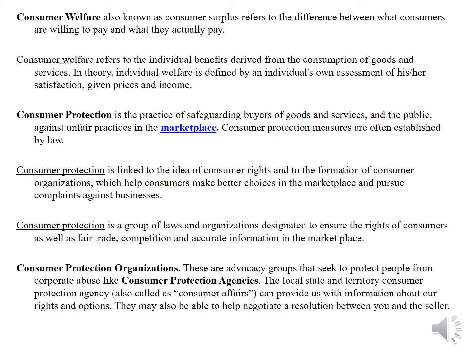Consumer protection is a group of laws and organizations designed to ensure the rights of consumers as well as fair trade, competition, and accurate information in the marketplace.